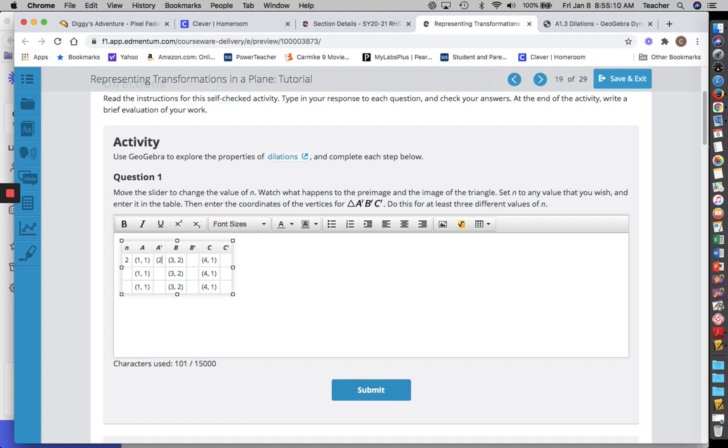So that'll be (2, 2), because it's double the size. That'll be (6, 4), because it's double the size. And then (8, 2), because it's double the size.